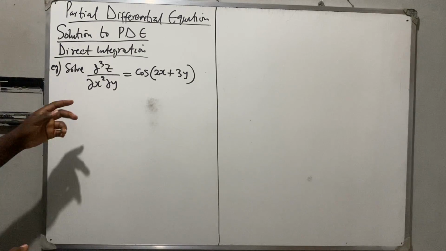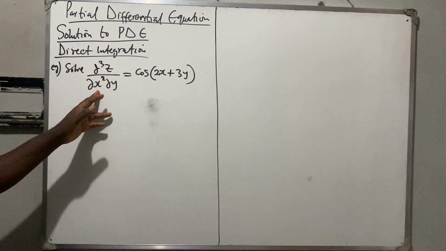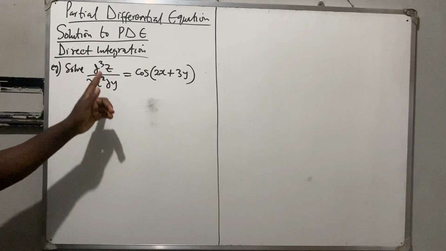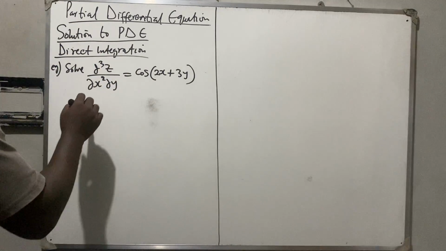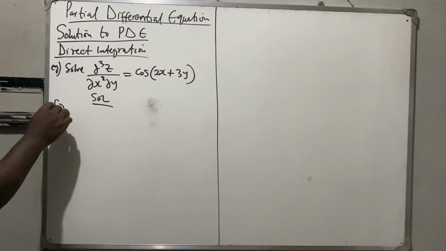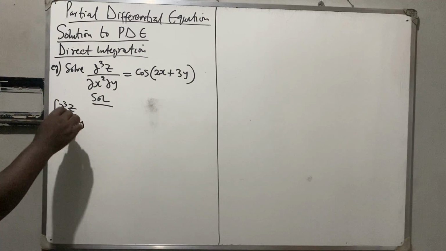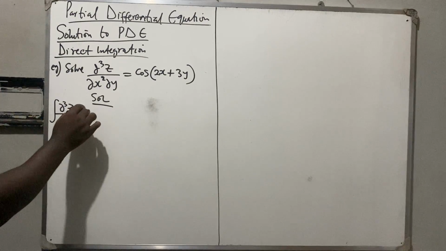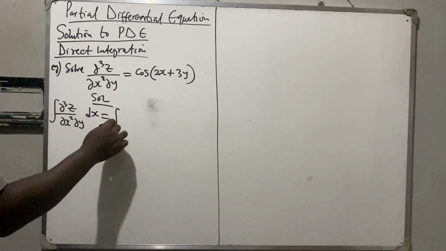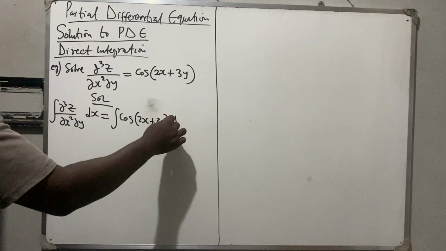So by direct integration, all we need to do is just keep on integrating. If you look at it, we are going to integrate with respect to x twice, because we differentiated with respect to x twice, then with respect to y. So if we integrate with respect to x twice, we will then integrate with respect to y. We are done. This is very, very simple. So, solution. I'm going to have the integral of partial cube z over partial x squared partial y. We're going to integrate with respect to x, is equal to the integral of cos(2x plus 3y), with respect to x again.